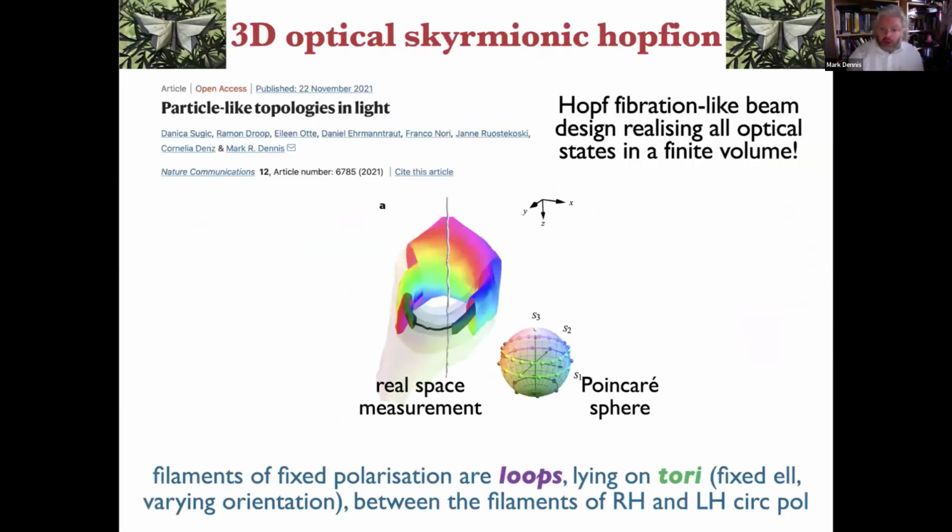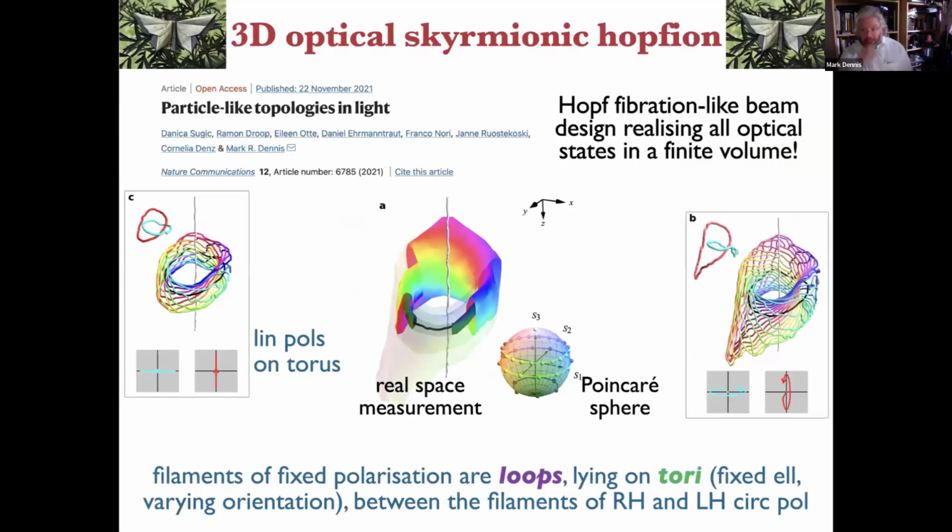So what we did was we designed a field which, in 3-dimensional propagation space, combining both polarization and phase, captured this Hopf fibration structure. And not only do we capture the Hopf fibration structure, we actually captured the phase variation as you go around each of the circles as well.